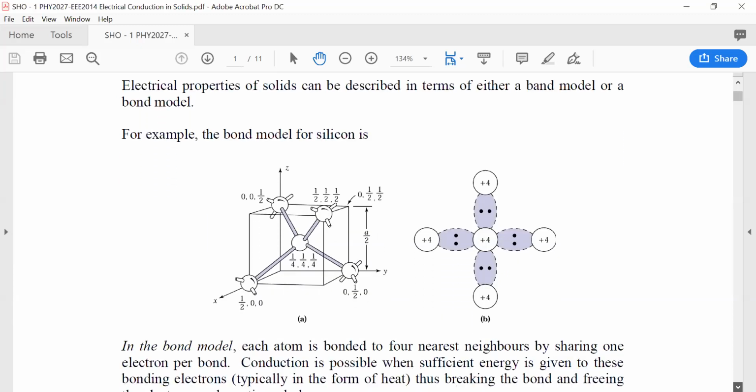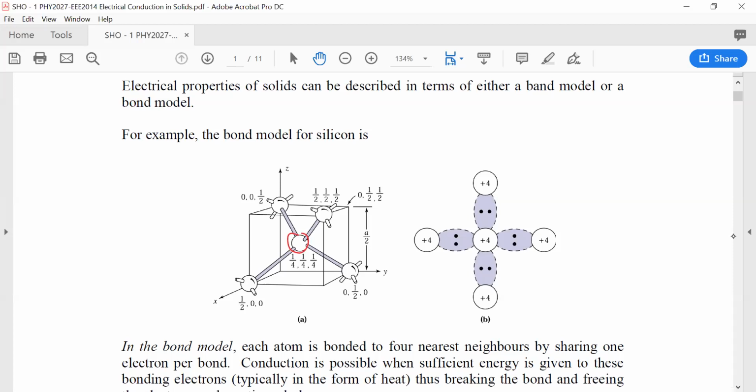So if we take silicon as our solid and first look at the bond model, the left-hand side here shows the crystal structure of silicon, and the right-hand side shows the bonding arrangement of the atoms in silicon. Silicon's a group 4 element from the periodic table, and it's got 4 electrons in its outer shell. These electrons are used for bonding, and the silicon atoms share these electrons with other silicon atoms. So each silicon atom has 4 nearest neighbours. Okay, so you can see this central atom here is attached to 4 other atoms.